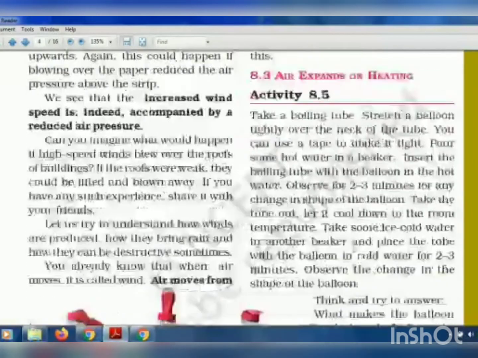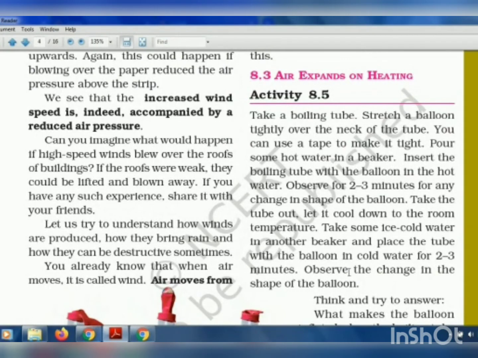Next topic is air expands on heating. Okay, so air expands means air occupies more space when it is hot. The hot air occupies more space as compared to cold air. Now we can understand this property of air with an example or with an activity.